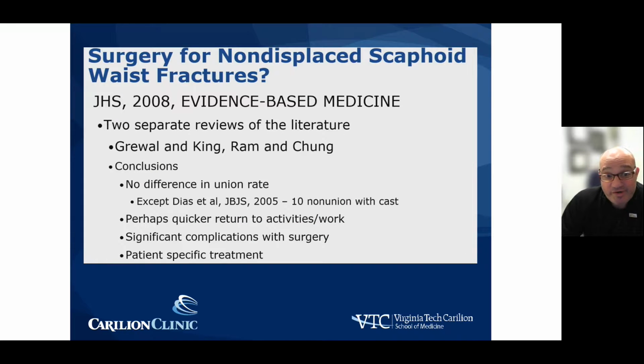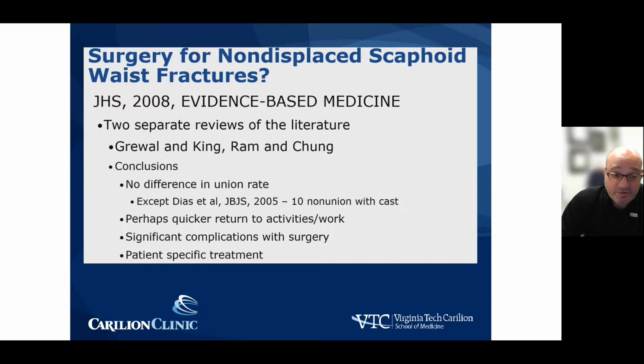What about surgery for non-displaced scaphoid fracture? Those are the ones where you barely see the fracture line. Well, in 2008, they were looking at evidence-based medicine, 2 separate reviews in the literature, one by Graham King and his group, and Dr. Chung and his group. Basically, they concluded no difference in union rate, except Diaz in the JBJS 2005 did have 10 non-unions with cast immobilization. They quoted that perhaps a quicker return to activities was a benefit, significant complications were noted with surgery, and basically, they recommended providing patient-specific treatment.